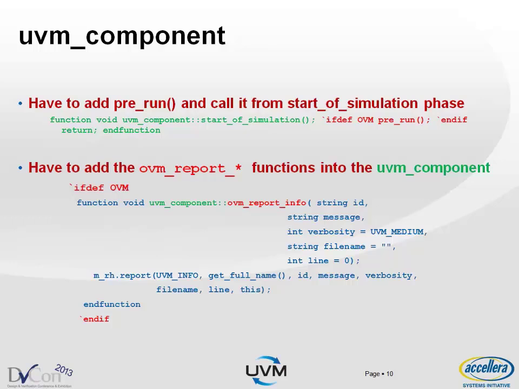Some other stuff we had to add, for example, is the OVM report star functions into the UVM component, because most of them are gone. So we went ahead and redefined those because we are using them in our legacy code. For example, OVM report info: we have tons of code that uses that API inside any OVM component, so we had to bring it back into the UVM library.